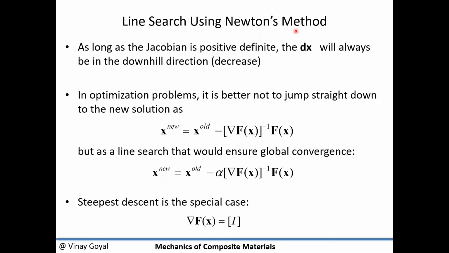One approach that people have used is to use something called a line search method using Newton's method. So the idea here is, as long as the Jacobian is positive definite, dx will always decrease, and is going to go in the downhill direction. But it's not always possible to make this happen.